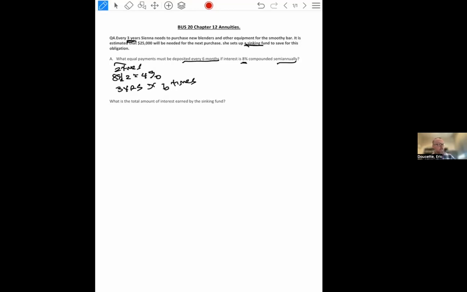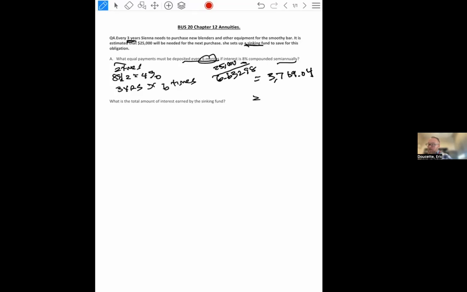And then if you go to the table factor on the future value table chart, it'll come out to 6.63298. And because I'm finding a sinking fund, I'm just going to divide, in this case, the 25,000 by that. And that's going to give me how much she needs to put in. So $3,769.04. That's how much she needs to be depositing every 6 months.